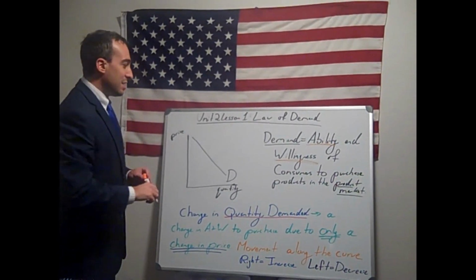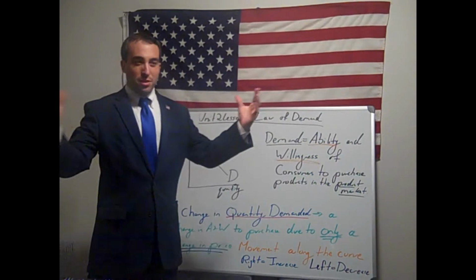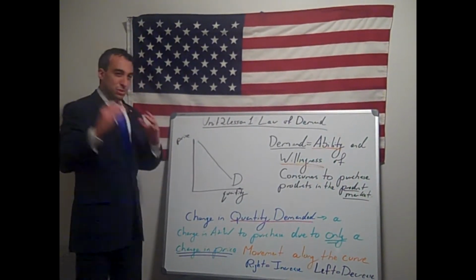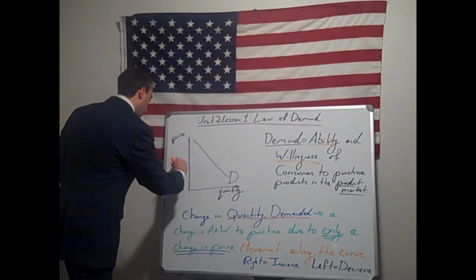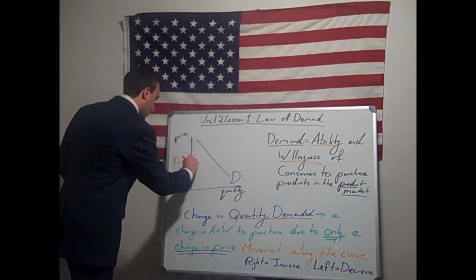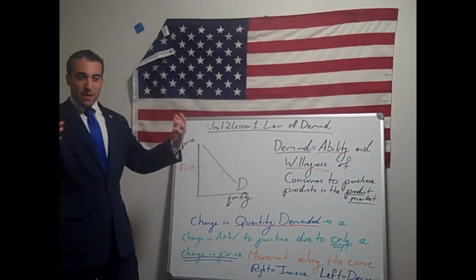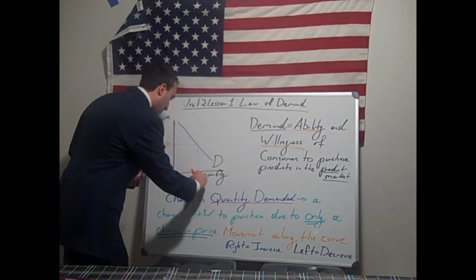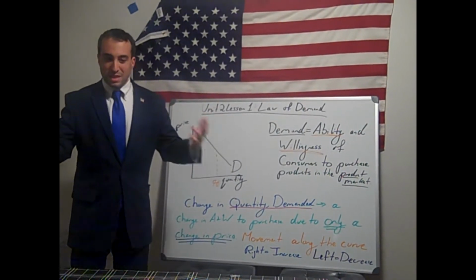So think about that slice of pizza, and let's say there are 35 of us watching. At $2.50, 35 of us would each have 2 slices for a total of 70 slices.